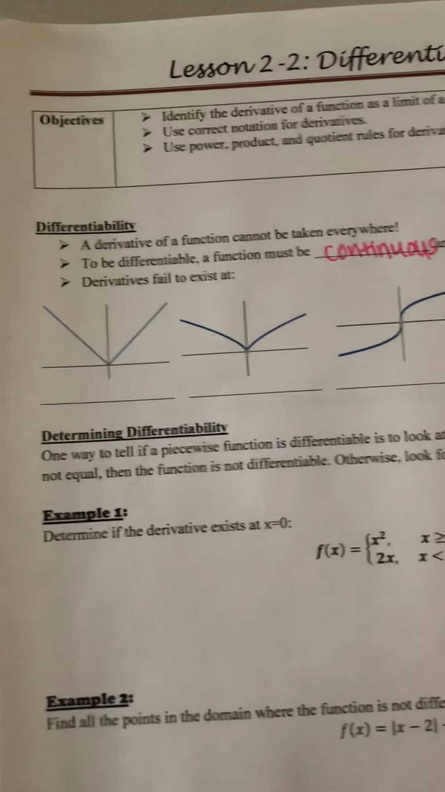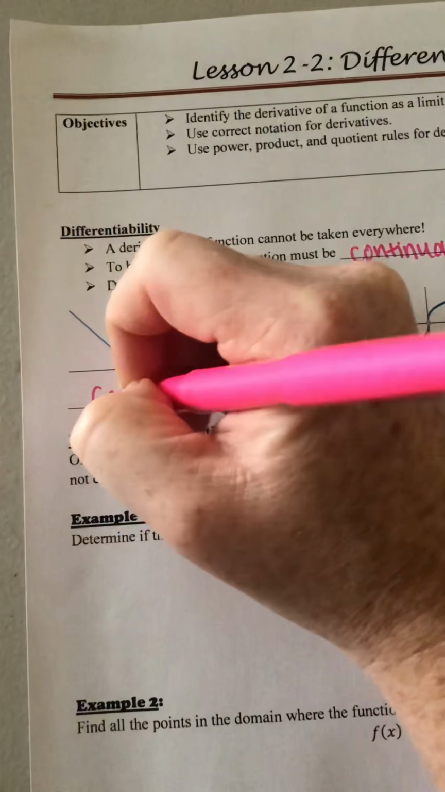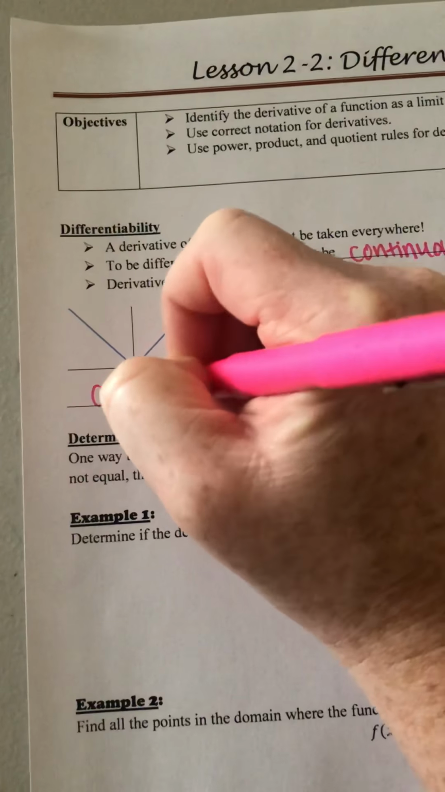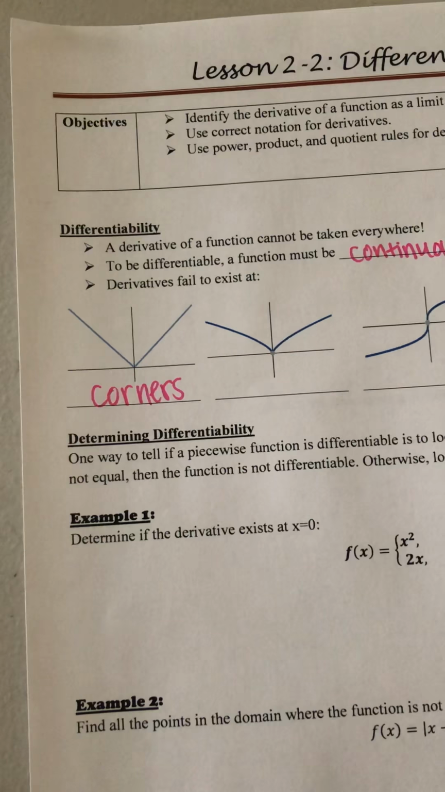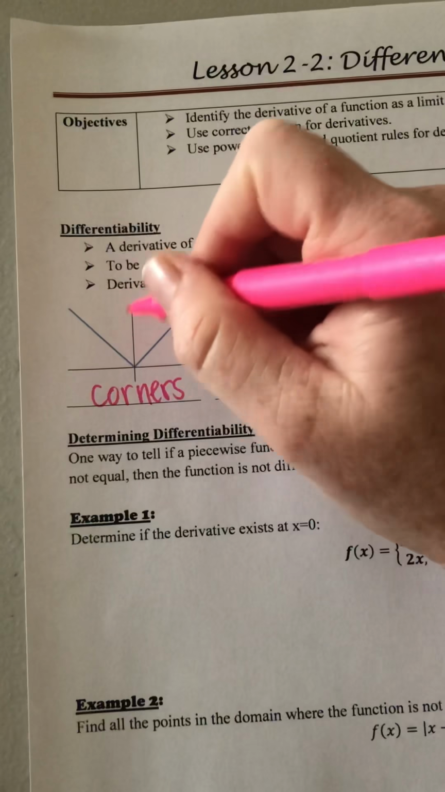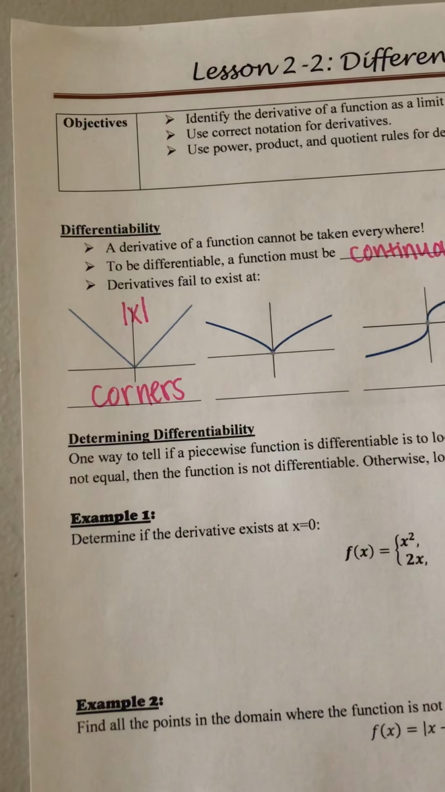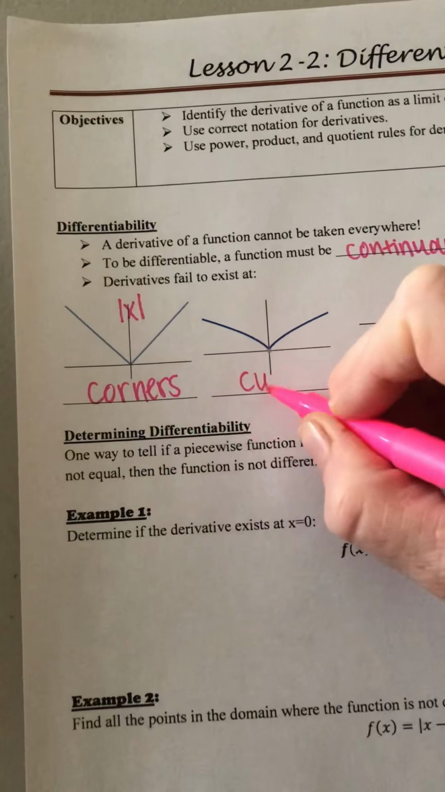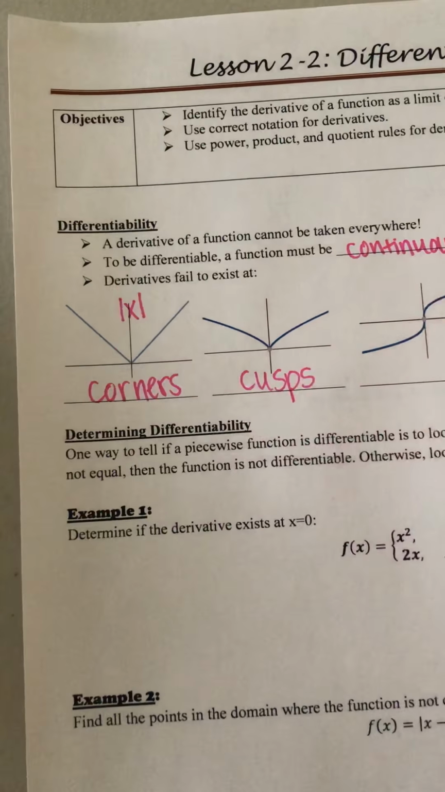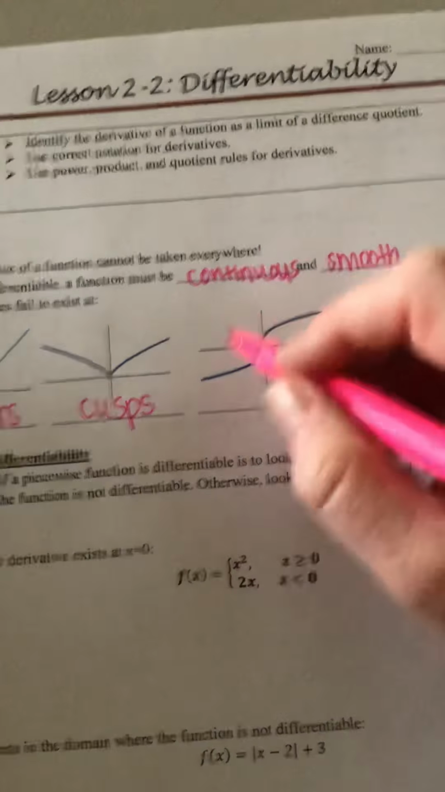So derivatives fail to exist at corners. Here's an example above, which, if you can tell, looks like the absolute value of x. That makes a corner at 0 there. A cusp. Then we have vertical tangents.